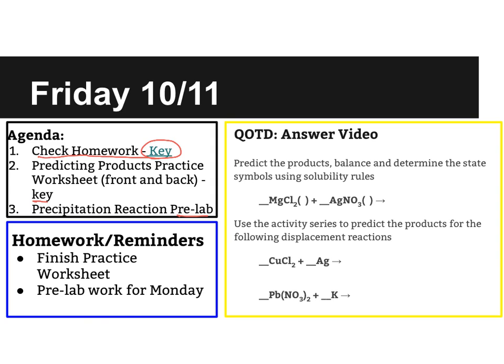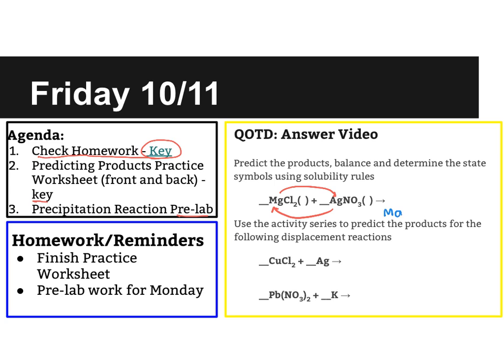So for our question of the day, you predicted the products of a couple different types of reactions. So the first one is a metathesis or a double replacement. I know this because it's two compounds. So double the compounds, double the replacement, right? So in this case, our magnesium and our silver are swapping places. So I'm going to show my work here.